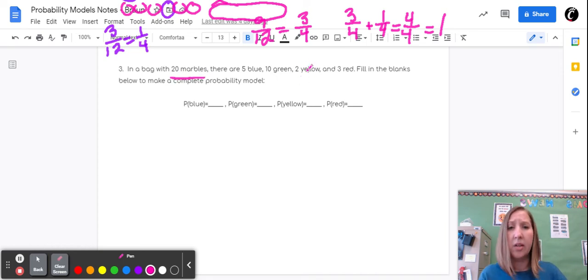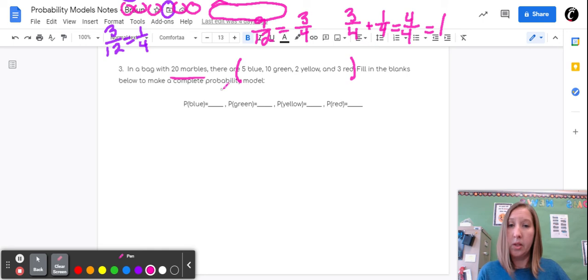A lot of times they're just going to give you the colors, and you're going to have to figure that information out yourself. This time, though, they said we have 20 marbles, and then they list out all the different colors. We have 5 blue, 10 green, 2 yellow, 3 red. So I've got all of those right there. So now I just want to come down here and find the probability of each color.